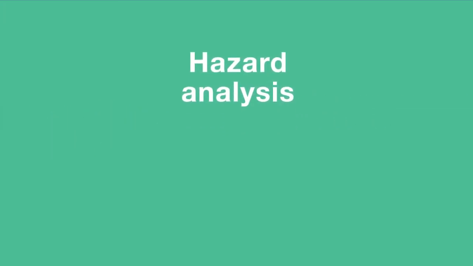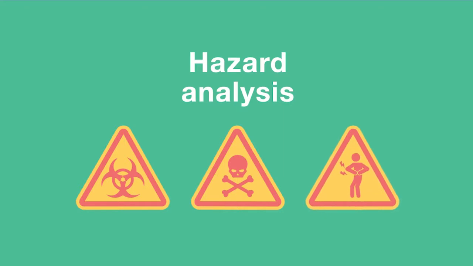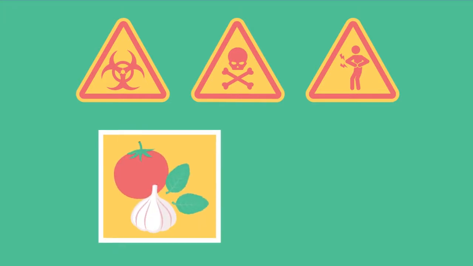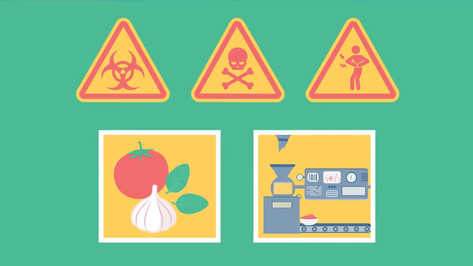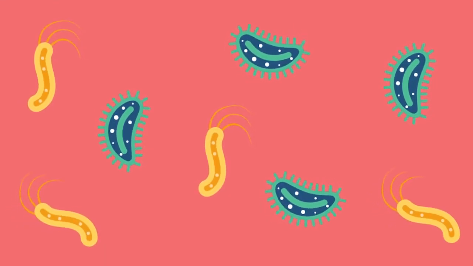Anna will need to identify any biological, chemical, or physical hazards that would pose a risk to the safety of her pasta sauce. She would do this by considering the hazards associated with each ingredient and each step involved in making the sauce. For example, Anna knows that pathogens can grow in the sauce during the storage step if the pH is not acidic enough, so she writes this in her hazard analysis.